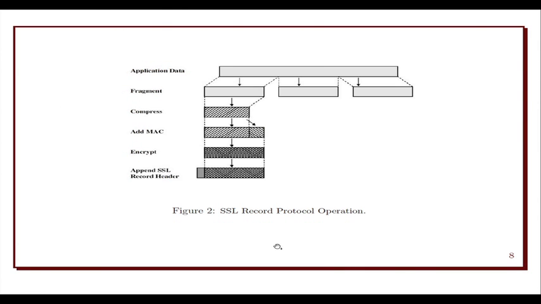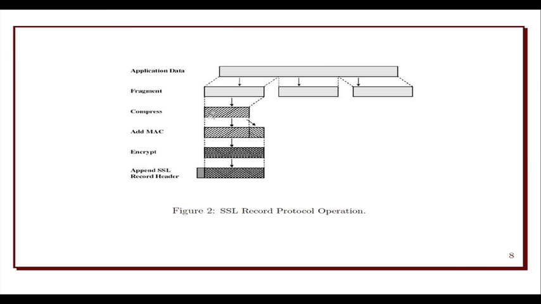So, this is the general structure, the SSL record protocol operation. We are given the data or message which needs to be sent. We break this message into blocks, so that each block has a maximum size of 2 to the power 14 bytes. These are the fragments. Each fragment we optionally compress, applying a lossless compression function, into a maximum of 1024 bytes.